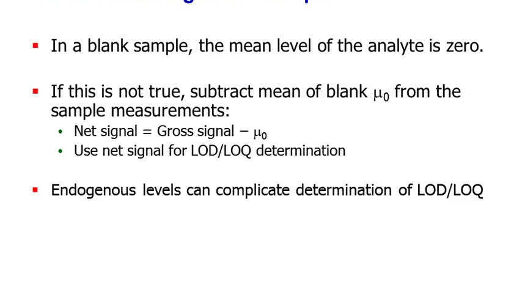The other thing that complicates things is when you have an endogenous level. I think Sue mentioned it earlier, and I'll briefly spend a slide on it later. When you have an endogenous level and you're increasing or decreasing your spike, at some point your spike is going to be comparable to the endogenous level, and so you won't have a straight line curve anymore, and then it becomes difficult to say how you are going to measure LOD or LOQ. We'll address that briefly later. Any questions up to now?